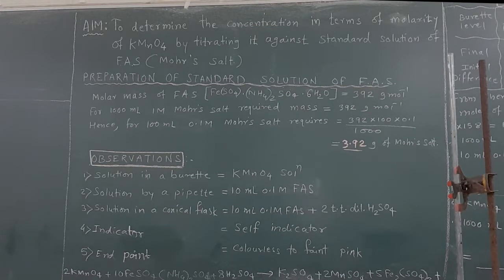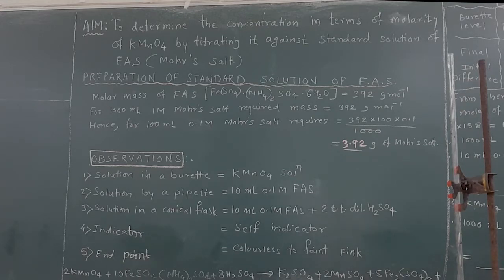But for this particular experiment, like the activity, we need 100 ml solution with concentration 0.1 molar. So to prepare 0.1 molar, 100 ml Mohr's salt solution, we need to weigh 3.92 gram of Mohr's salt. Again I am repeating, it has already been shown in the activity how to prepare 0.1 molar ferrous ammonium sulfate.